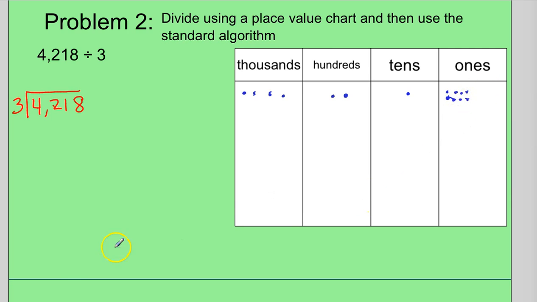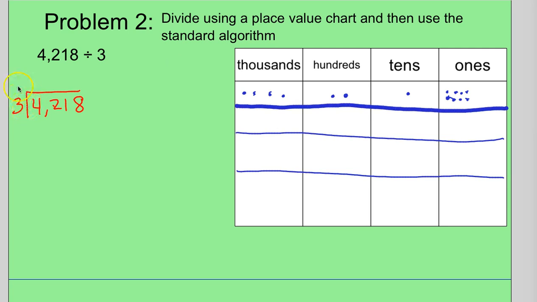Okay, since my divisor is 3, I went ahead and created the 3 groups here. I will start by dividing my thousands. 1, 2, 3. So each group gets 1. 1 times 3 is 3. That leaves me 1,000, and I see it right here.